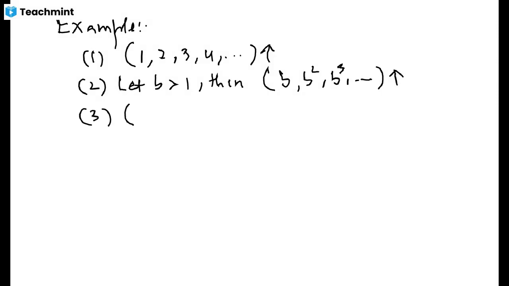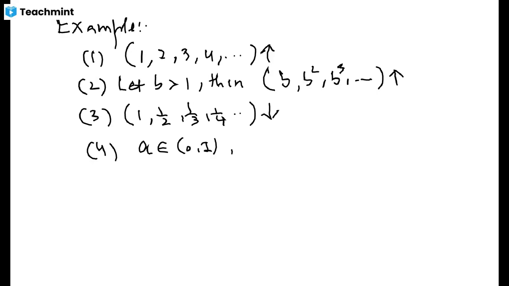Now let us look at a decreasing sequence. If you look at this sequence 1, 1 by 2, 1 by 3, 1 by 4, this is a decreasing sequence. And if I take a to be a number which lies between 0 and 1, then we know that powers of such a number decrease as the power increases. So this sequence is a decreasing sequence. There are a huge number of decreasing as well as increasing sequences.